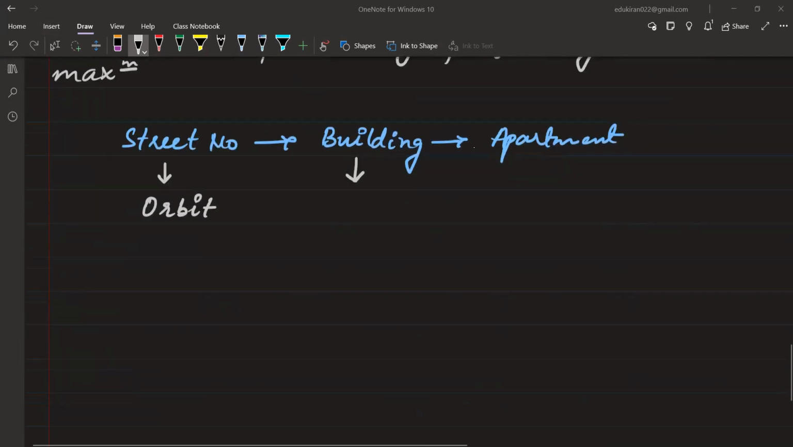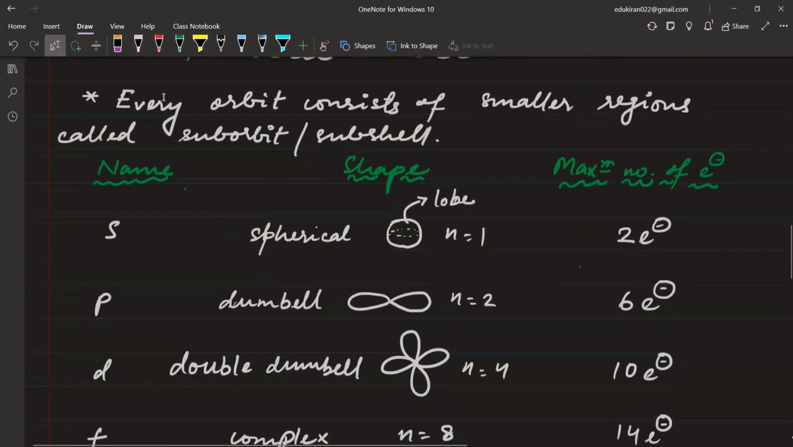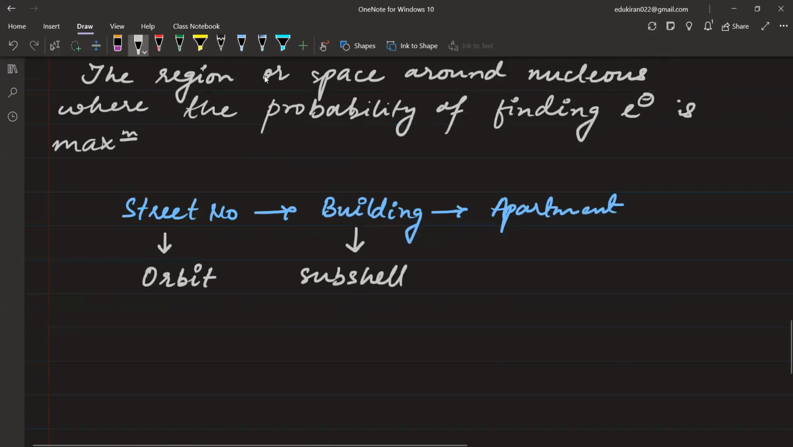And when we want to talk about the building number, then, sorry, shell. Shape. Yeah, shape. But what is the concept? The concept is what? It is suborbit or subshell, right? We will ask this shape, but what will be the answer? The answer we will be getting is the subshell. Okay. And for apartment, it is orbital.